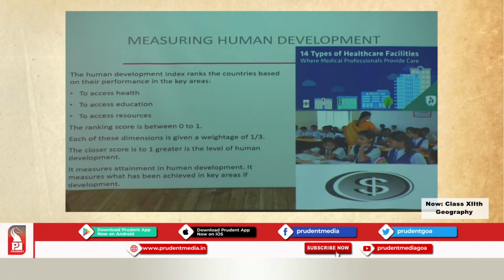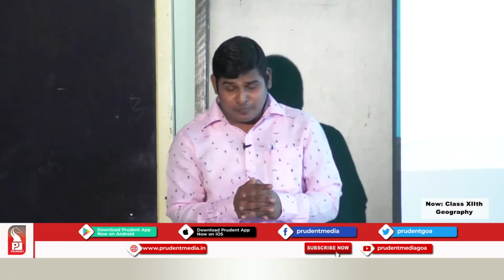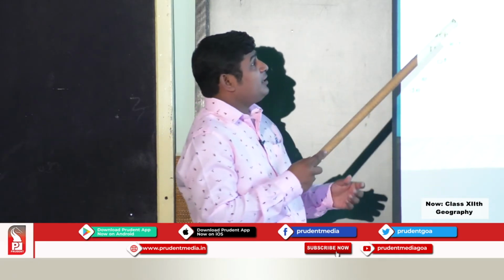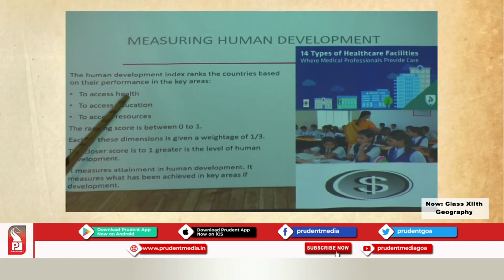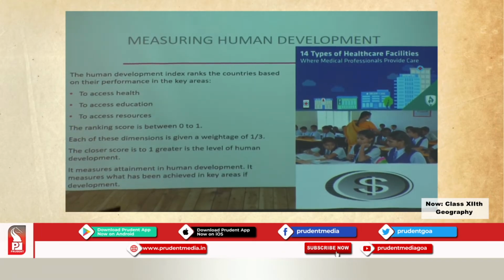Okay. Now, I would like to mention the 3 indicators of human development. How are they assessed? The 3 key areas of human development are access to health, access to education and access to resources. We will see the first one, access to health.